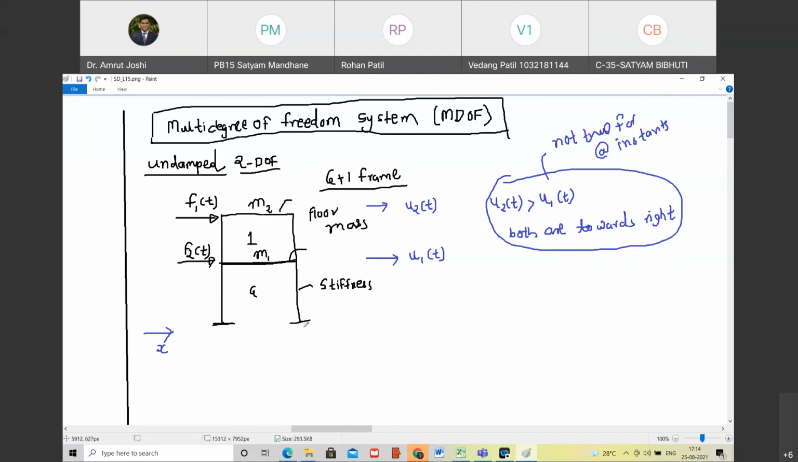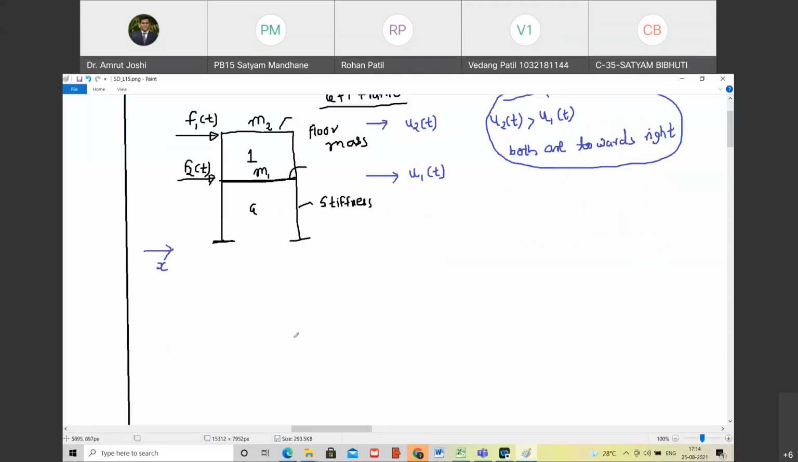In the columns of the ground story, whatever are the stresses and strains that are induced, they are on account of u1 of t. Do you agree with me? Yes, sir. Now I'm going to draw a deformed shape at a given time instant. So let us say at time t equal to t star, I observe this building frame and it has deformed in this particular fashion. Are you with me?